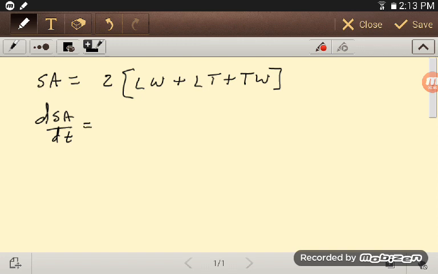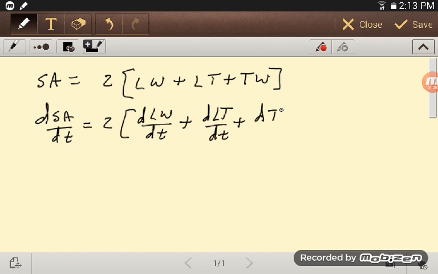of the surface area with respect to T, we have 2 times the derivative of each of these things in the sum. So the derivative of LT with respect to little t plus the derivative of TW with respect to little t, which you do in your next to last line.